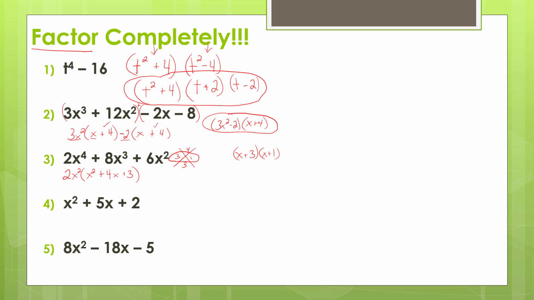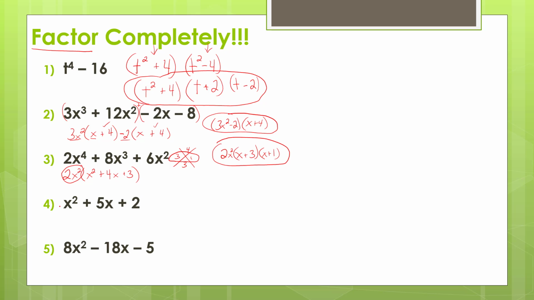Now at this point I want to go ahead and remind you, factors are not solutions. Solutions are values for x. All right. Now the last thing I want to do, we pulled out this GCF. Let's bring that over too because that's also one of our factors. So we end up with 2x squared times x plus 3 times x plus 1.